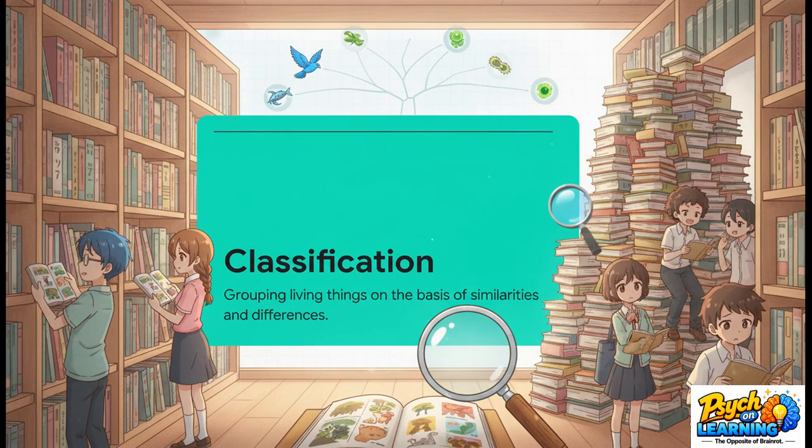Think about your school library for a second. It has thousands of books. If they were all just tossed into a giant pile in the middle of the room, you'd never find your favorite manga or science book. Instead, they're neatly sorted by subjects and authors. Scientists do the exact same thing with living organisms. Classification is simply the process of grouping living things on the basis of their similarities and differences. So, whenever you hear this scientific word, just picture your perfectly organized school library.